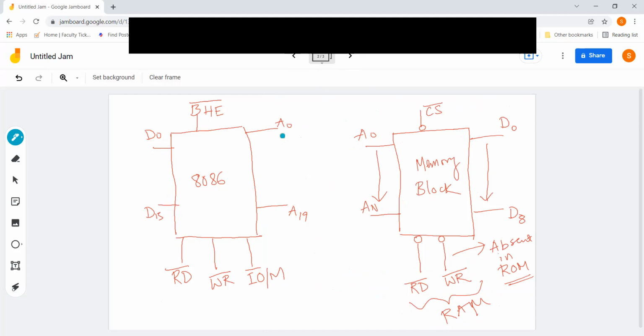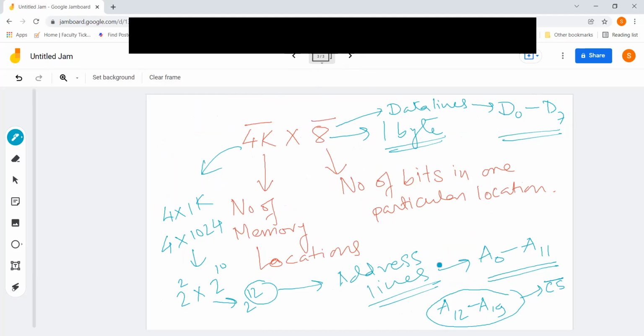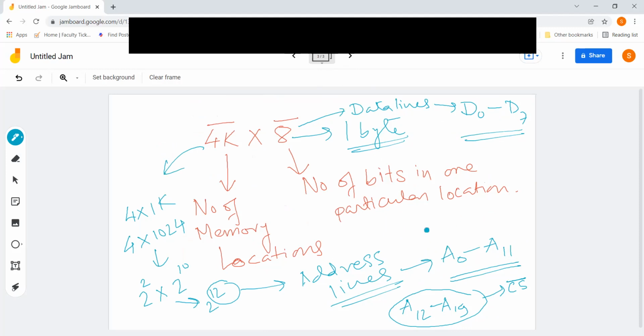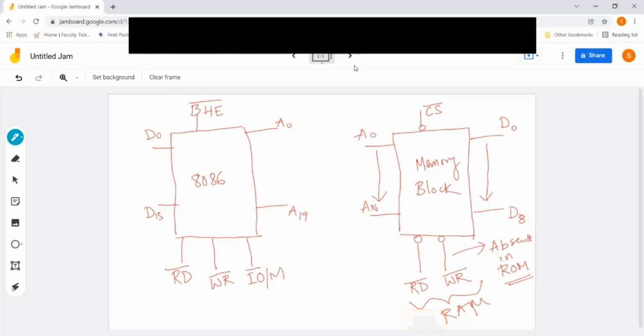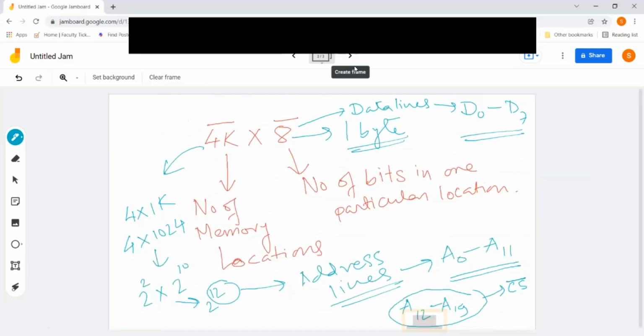And out of A0 to A19, we are going to use A0 to A11 for generating the address, and the rest of it, that is A12 to A19, we are going to use for the chip select logic, along with the signal bus high enable. Okay, and also we are going to take the help of A0. Why A0? That also I am coming to. Okay, so let us talk about it.